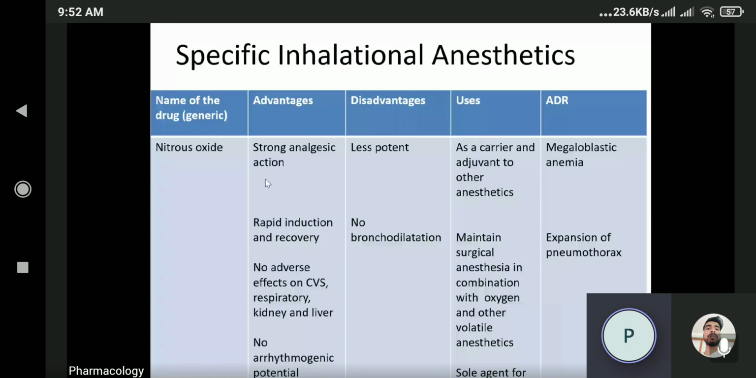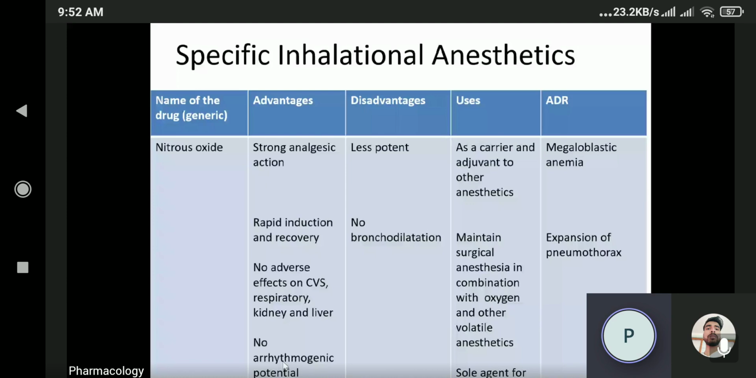So there are no adverse effects on the CVS, respiratory system, kidney, and liver, which becomes an advantage for this drug, and also they don't have the potential of causing tachycardia or bradycardia. So fluctuations in blood pressure and heart rate will also not be there along with the use of nitrous oxide.